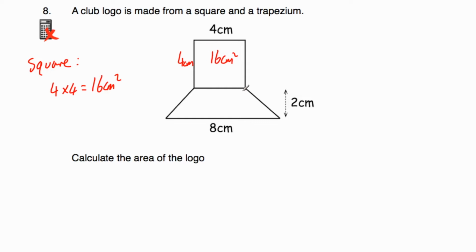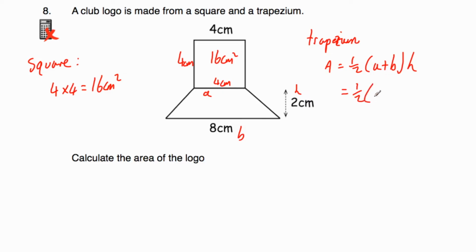Now if we have a look, the square and the trapezium are joined together. So as you can see here, this length is the same as this length. So that means that this length is equal to 4 centimeters. So we've got our trapezium, we've got our two parallel sides, the 4 and the 8, and we've got the height, the distance between them. So for our trapezium, the area is equal to a half, brackets, a plus b, times the height, h. So a half, and we've got our a is equal to 4, and our b is equal to 8, and our height of our trapezium would be equal to 2 centimeters.